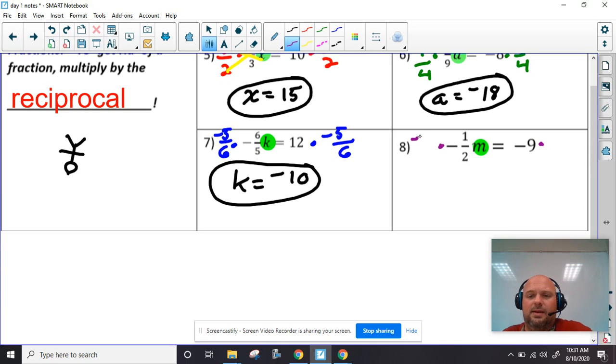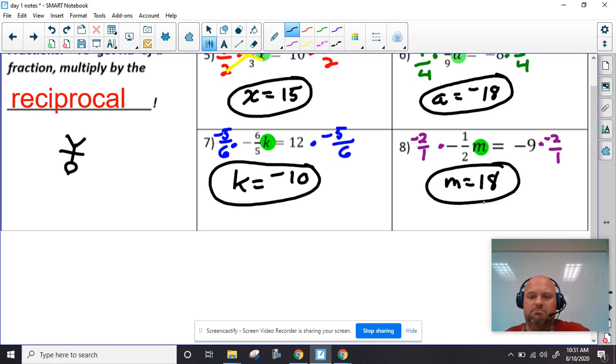All right. Now, this is negative 1/2. Well, the reciprocal of negative 1/2 is negative 2 over 1, or just negative 2. So I'm going to have m. Negative times negative is a positive, and I get 18. Okay.